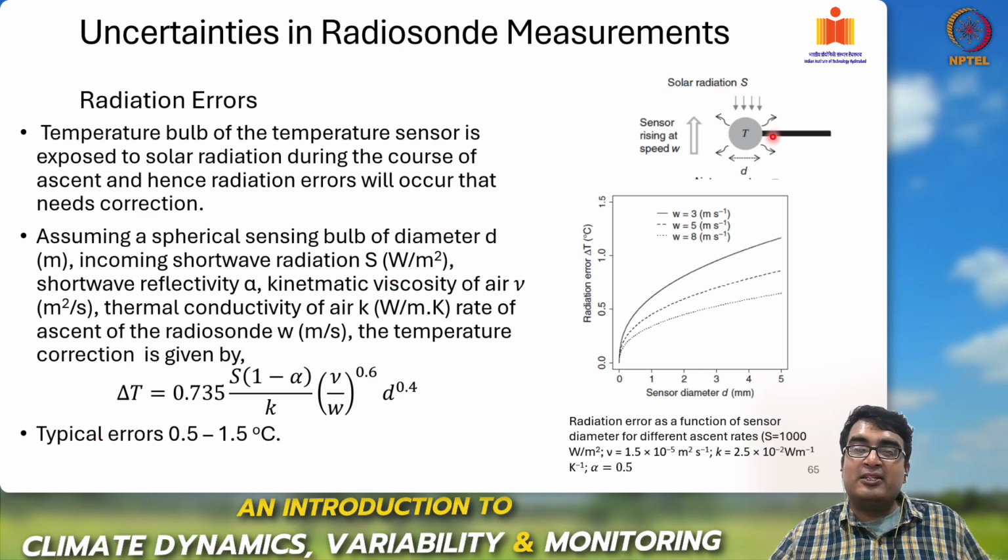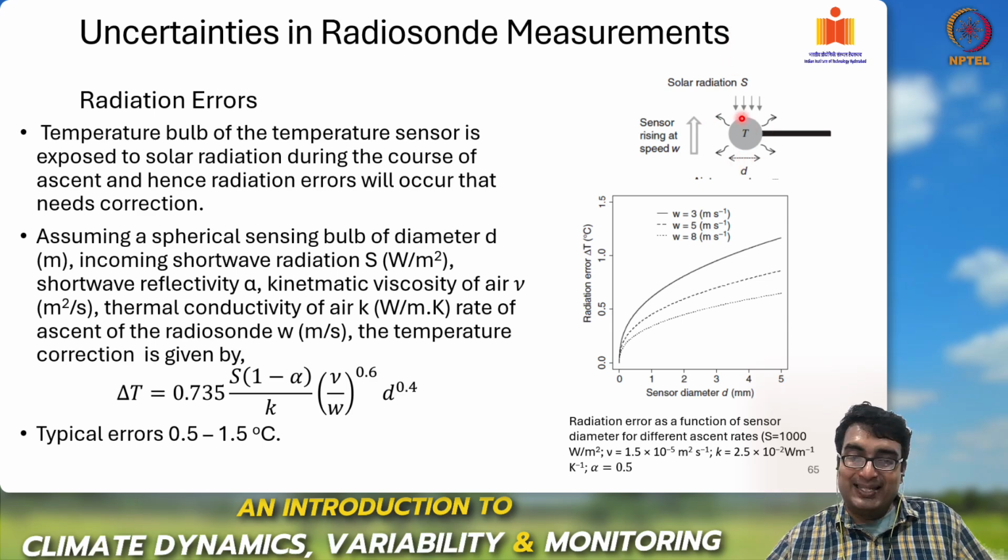So assuming you have a spherical bead, so this may be a thermistor or a thermocouple, whatever. A spherical temperature sensor bead at a certain temperature T, the air temperature is T ambient. This sensor is attached to a radiosonde which is rising at a speed W in the vertical direction. The diameter is D and the solar radiation that is incident on it is S. Okay. Also, the reflectivity of this sensor to sunlight, shortwave reflectivity, is alpha. Kinematic viscosity of air is nu, thermal conductivity of air is K.